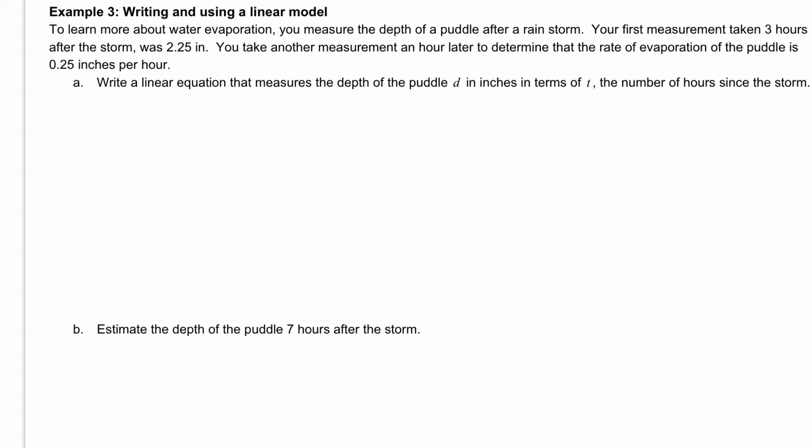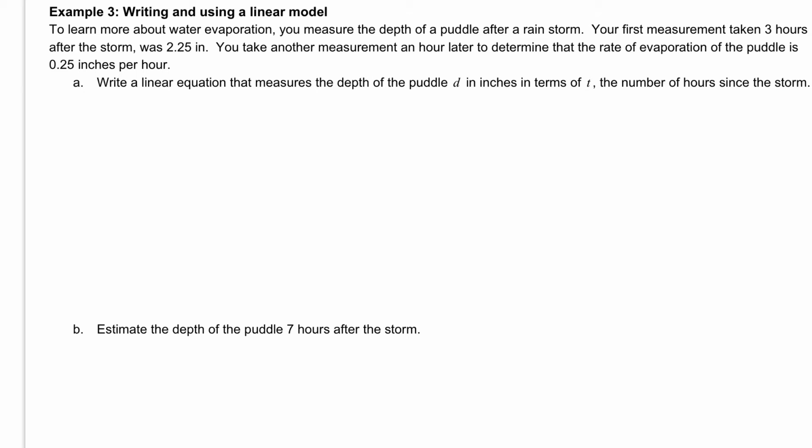In example 3, we're going to look at our linear model. It says to learn more about water evaporation, you measure the depth of a puddle after a rainstorm. Your first measurement, taken 3 hours after the storm, was 2.25 inches. You take another measurement an hour later to determine that the rate of evaporation of the puddle is 0.25 inches per hour. Write a linear equation that measures the depth of the puddle D in terms of T, the number of hours since the storm.